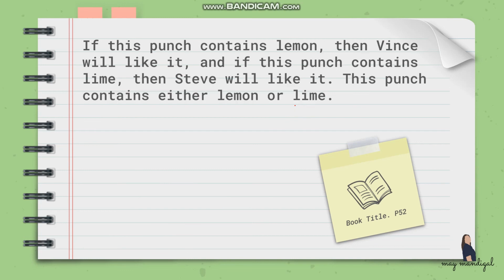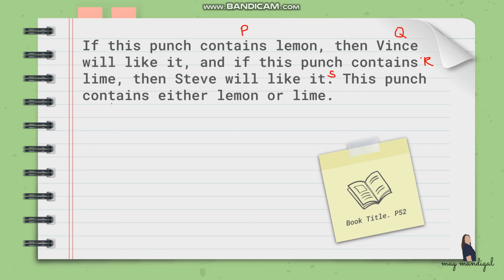And last example, if this sponge contains lemon, then Vince will like it. If this sponge contains lime, then Steve will like it. This sponge contains either lemon or lime. Okay, so let's write it first in its propositional forms. If this sponge contains lemon, so that's P, then Vince will like it, so Vince will like it is Q. If the sponge contains lime, so it's a different proposition again, so let's say that's R, then Steve will like it. So that's another proposition, let's say it's S.